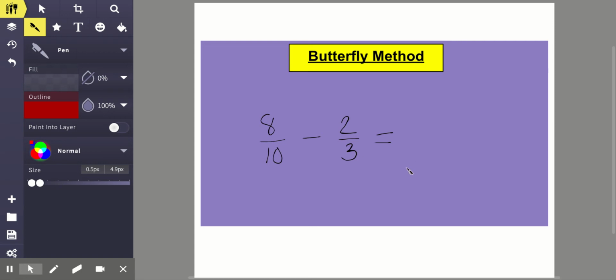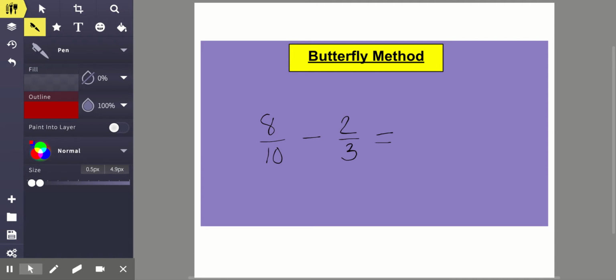In this video lesson, we are going to be looking at subtracting fractions with unlike denominators, and we are going to be using our butterfly method. Once again, you can use this method for both adding and subtracting fractions. The only difference is at the end, you will subtract instead of adding, and I'll show you that right now.